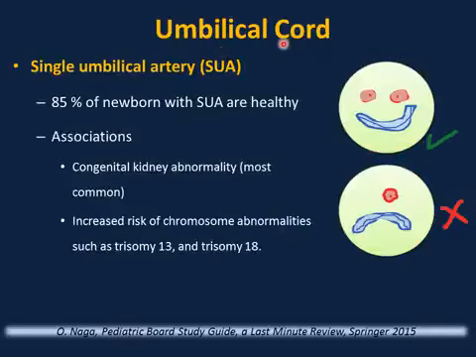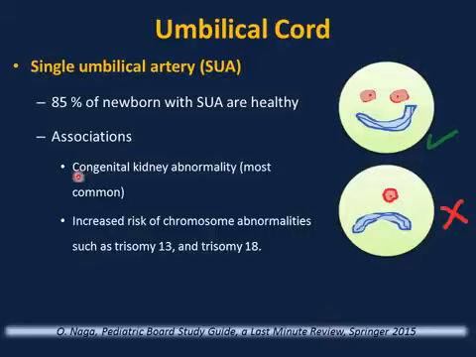Examination of the umbilical cord after birth is very important. The umbilical cord normally has 2 arteries and 1 vein. Sometimes the baby will be born with just a single umbilical artery. Very important to know that 85% of newborns with single umbilical artery are healthy, with no other anomalies associated.